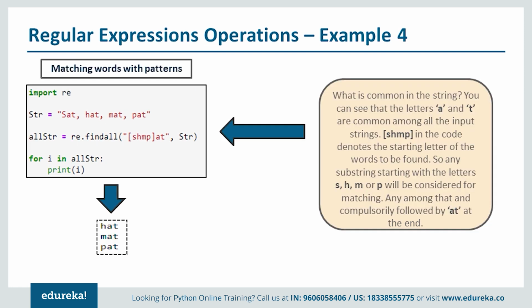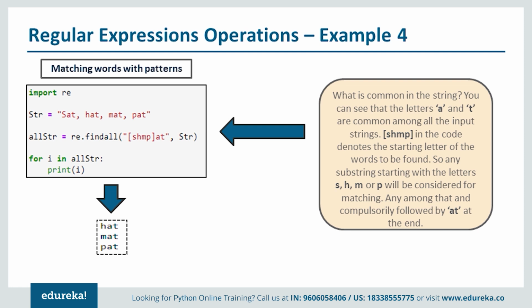Now the second one: in this one we are trying to do the matching of words with patterns, because in the previous ones we were just giving a complete string. But if at any moment I don't want to go with one hard-coded string, and I want to go with multiple and dynamic strings, that is where matching words comes into the picture. Here we have a string with sat, hat, mat and pat. In this case the letters a and t are common.